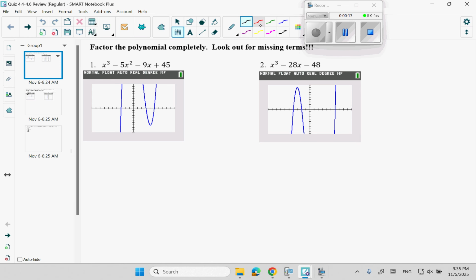Look out for missing terms. So whenever I have that, I need to check and make sure I have everything here. I see that I have a degree of 3, so I should most likely end up with 3 parentheses at the end. You don't have to, but you should. So the first thing I would often do here is I would graph it, and I would synthetically divide to break it down. So looking here, I need to pick one x-intercept.